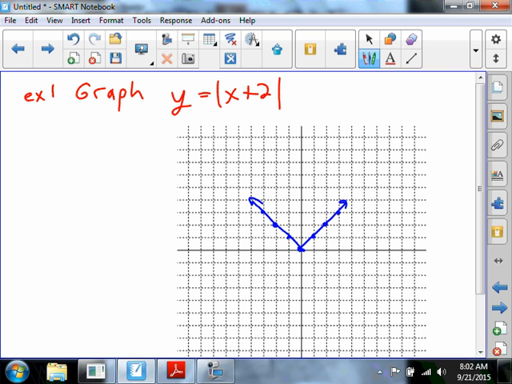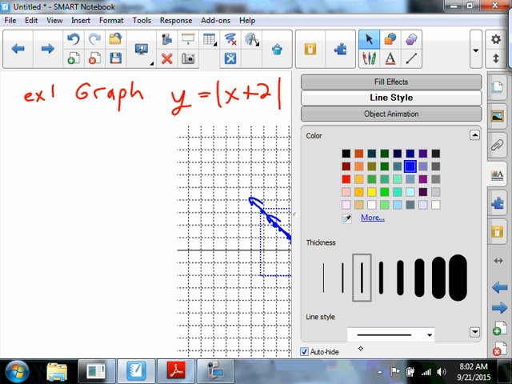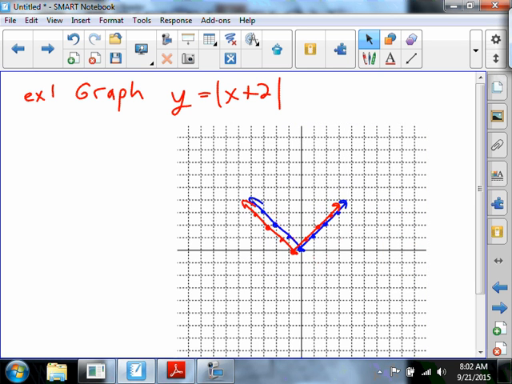And it's nice because I have the smart board. I could kind of cheat a little bit. I could clone this thing. I could change colors of it. I'm going to make this one red. And when we have x plus 2 inside the parentheses, that's either going to translate this graph up 2 units, down 2 units, right 2 units, or left 2 units.